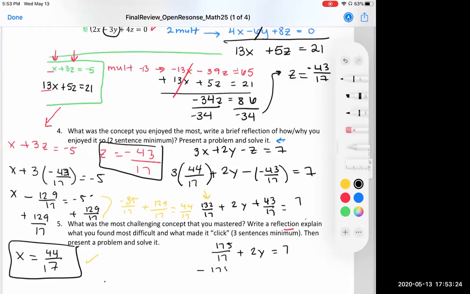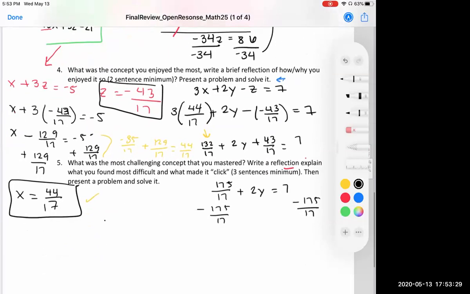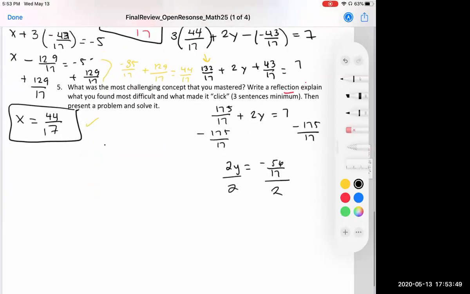And subtract 175 over 17. So I have 2y is equal to 7 minus 175 over 17, which gives us -56 over 17. Divide by 2 to get y by itself. So I'm left with y is equal to -28 over 17.